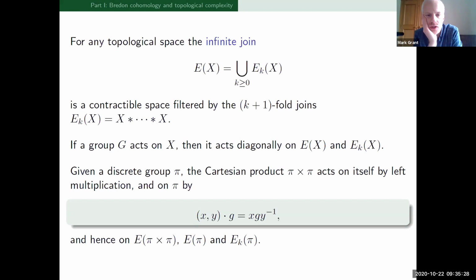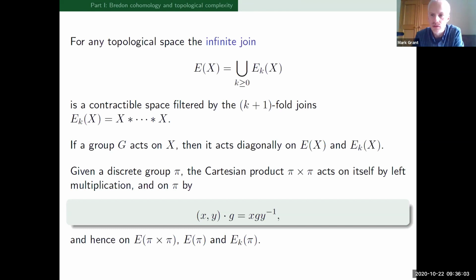So I need to fix the notation. E of x for a topological space X will denote the infinite join with Milnor's topology of copies of X, and it's filtered by the k+1 fold joins, which will be denoted by E sub k of X. This is functorial. In particular, if a group G acts on X, then it acts on the joins, at various indices. It acts diagonally by acting on each X.